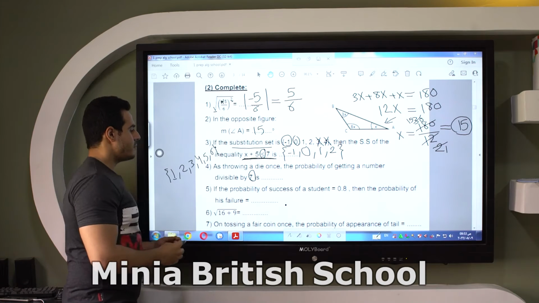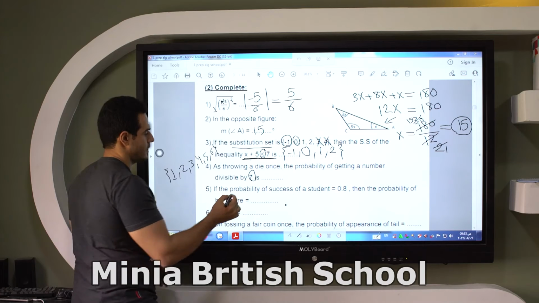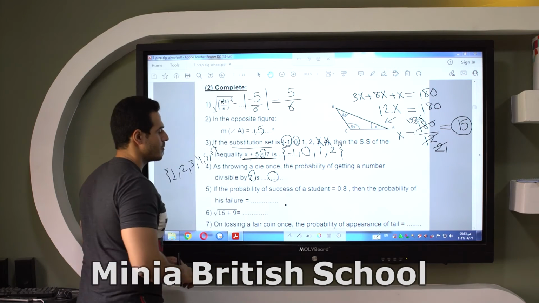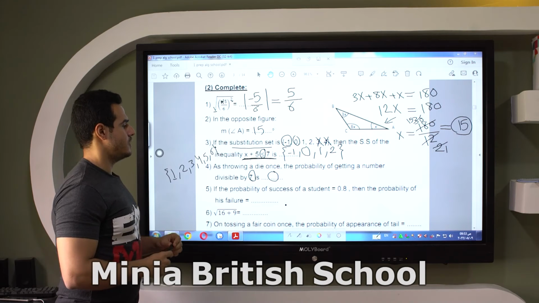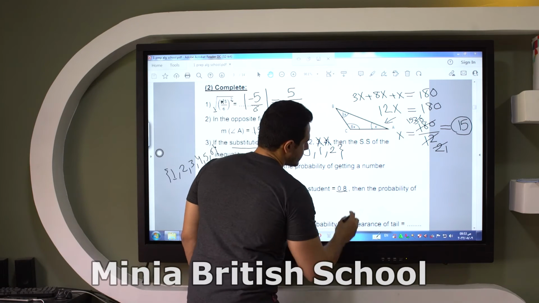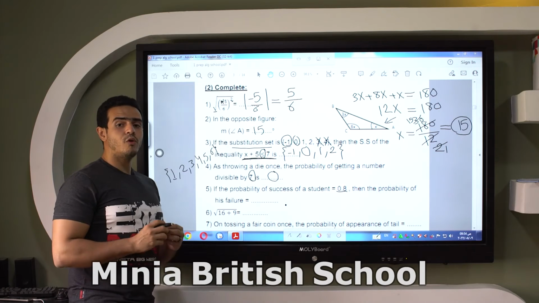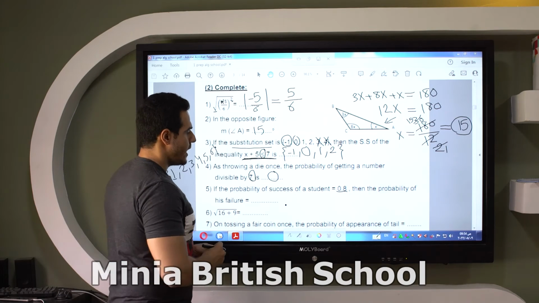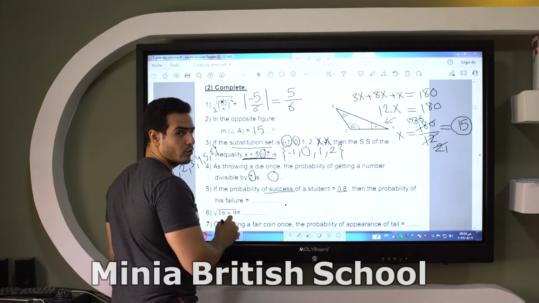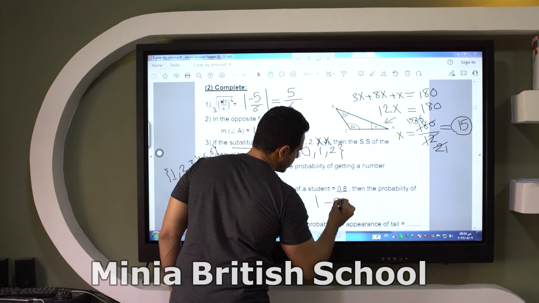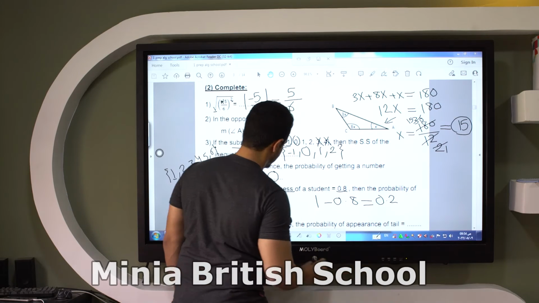We don't have any number in this set divisible by 7, so its probability is impossible. Its probability equals 0. Number 5: if the probability of the success of a student is 0.8, then the probability of his failure? We know that the sum of all probabilities equals 1, and if the probability of success is 0.8, then the probability of failure equals 1 minus 0.8 equals 0.2.